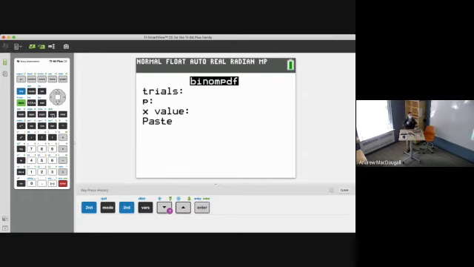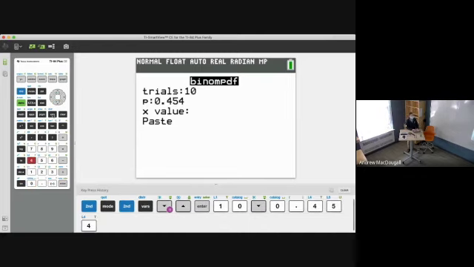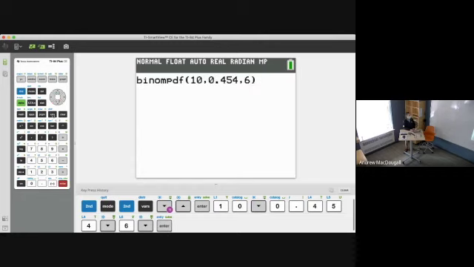And then a nice little menu pops up, and it asks you everything you might want to give it about a binomial distribution. So, for instance, we have 10 trials. Probability of success in each trial is 0.454. And we wanted to know the probability of having exactly 6 successes. Okay, so that's what we're doing. And then when you're ready, you hit paste and enter. And that's what we got.